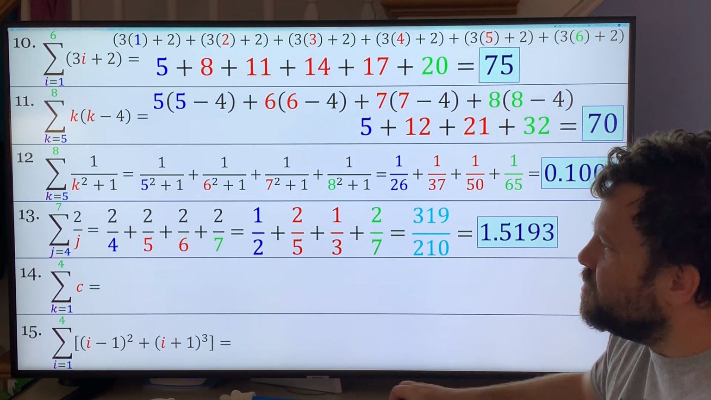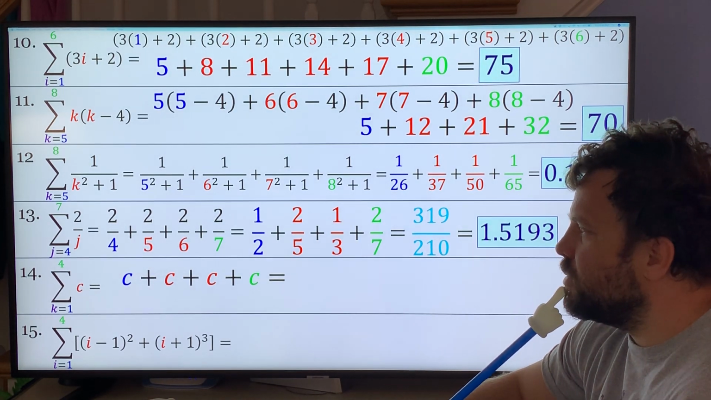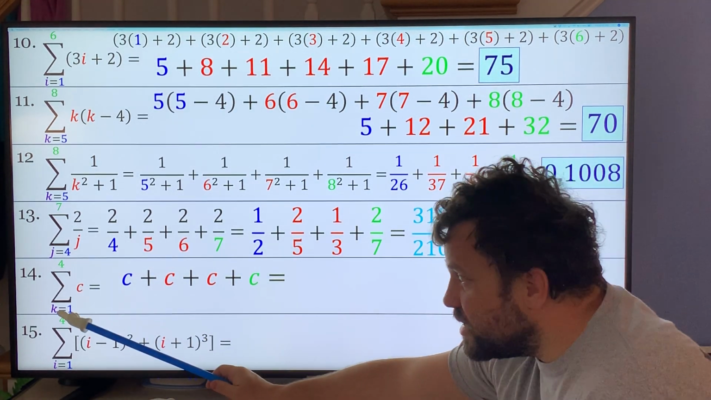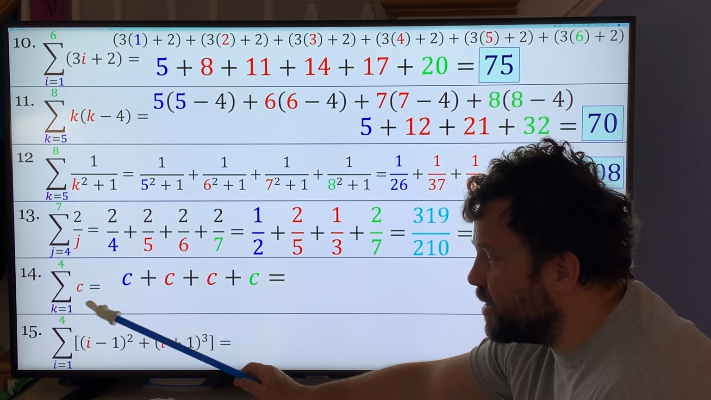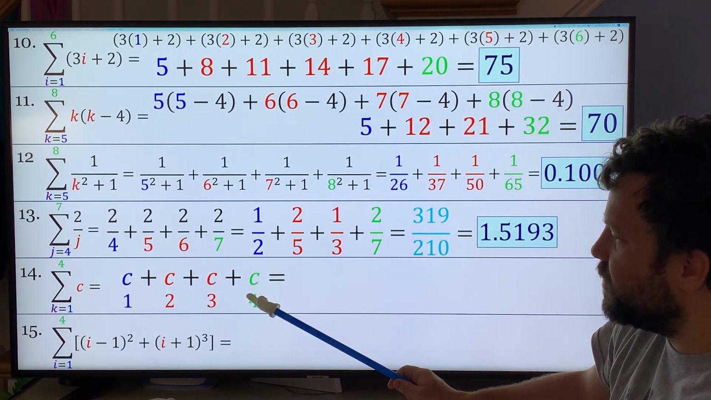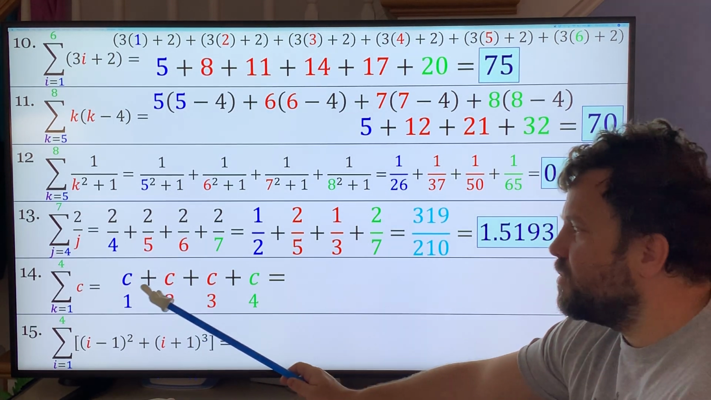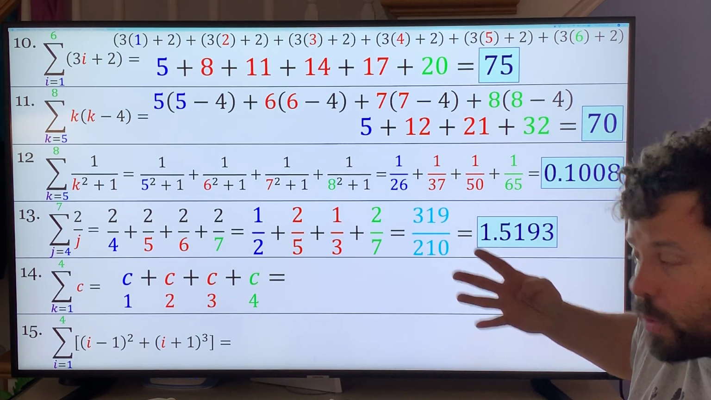All right, so 1, 2, 3, 4. 1 plus 2 plus 3 plus 4. No. See, this is a K and this is a C. They do not match up, but you still have to do it 4 times. So this is when K equals 1, when K equals 2, when K equals 3, and when K equals 4. Okay? So C plus C plus C plus C. How many you got? 4.